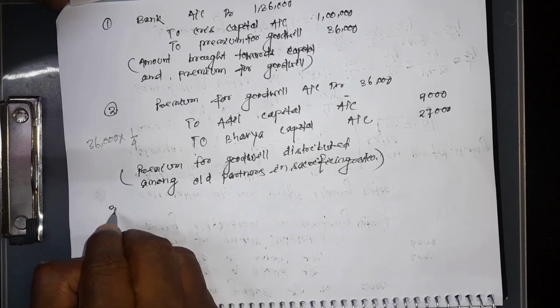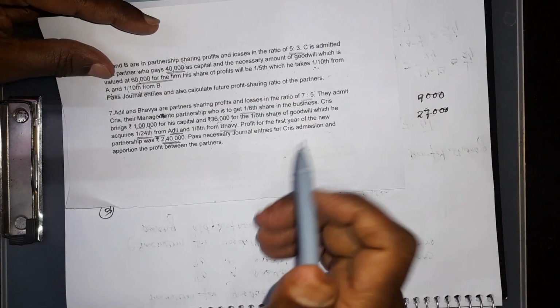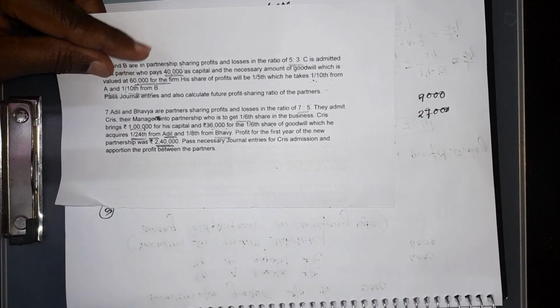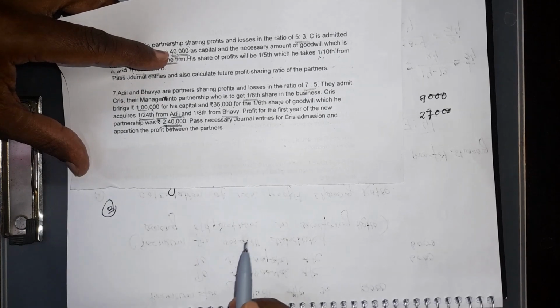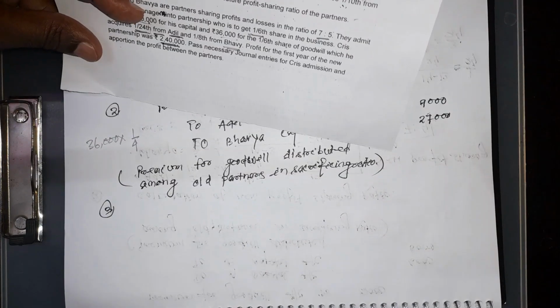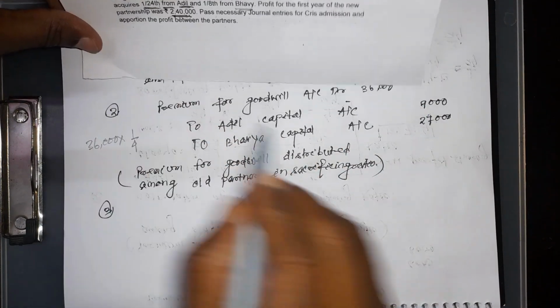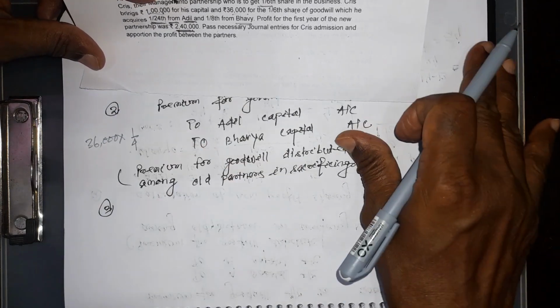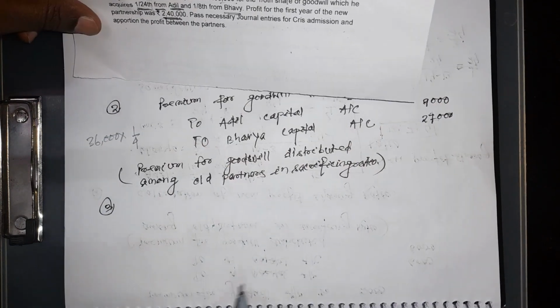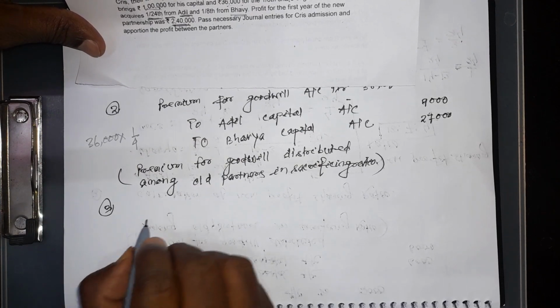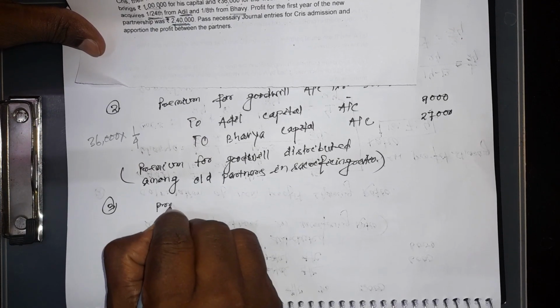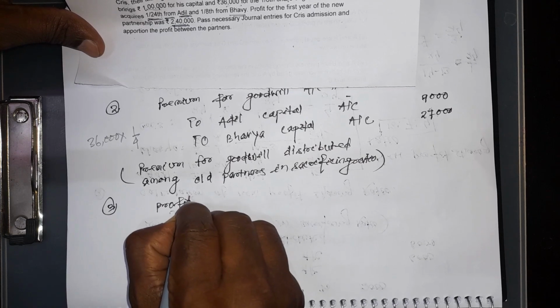Another journal entry we have to pass here, because it is given that the first year profit after joining is 2,40,000. From this 2,40,000, Chris will also get a share. So let me pass another journal entry for the distribution of profit.